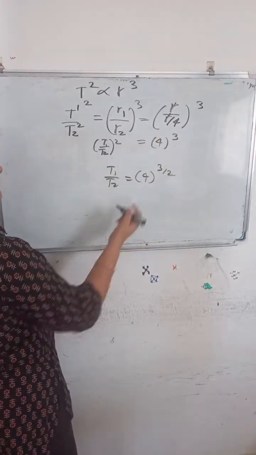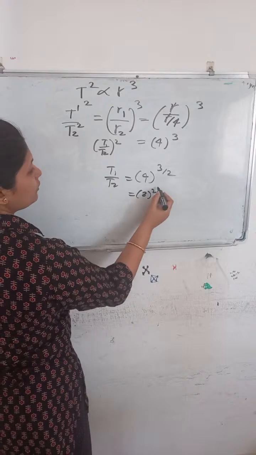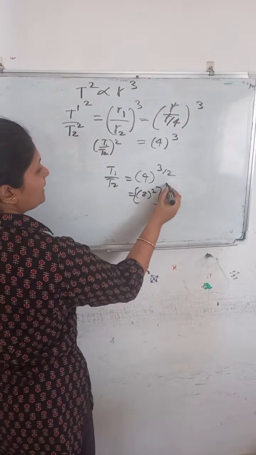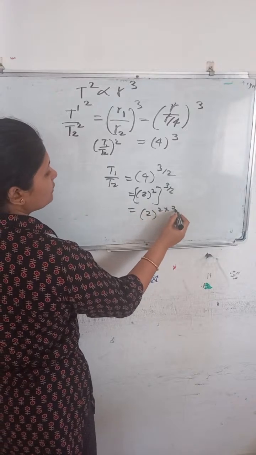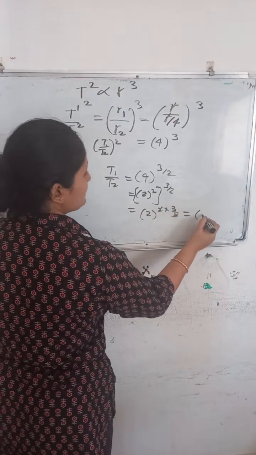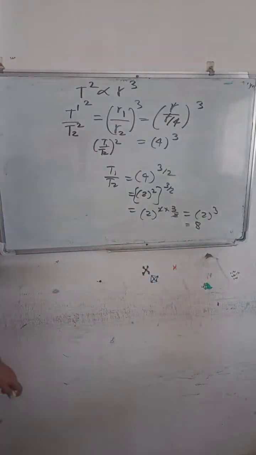So I am taking the square root on that side also. Here 4 is nothing but 2 squared, and the whole bracket is raised to 3 by 2. These powers get multiplied: 2 into 3 by 2, the 2 gets cancelled, and we get 2 cubed. That is nothing but 8. Okay, so we are getting the answer 8.